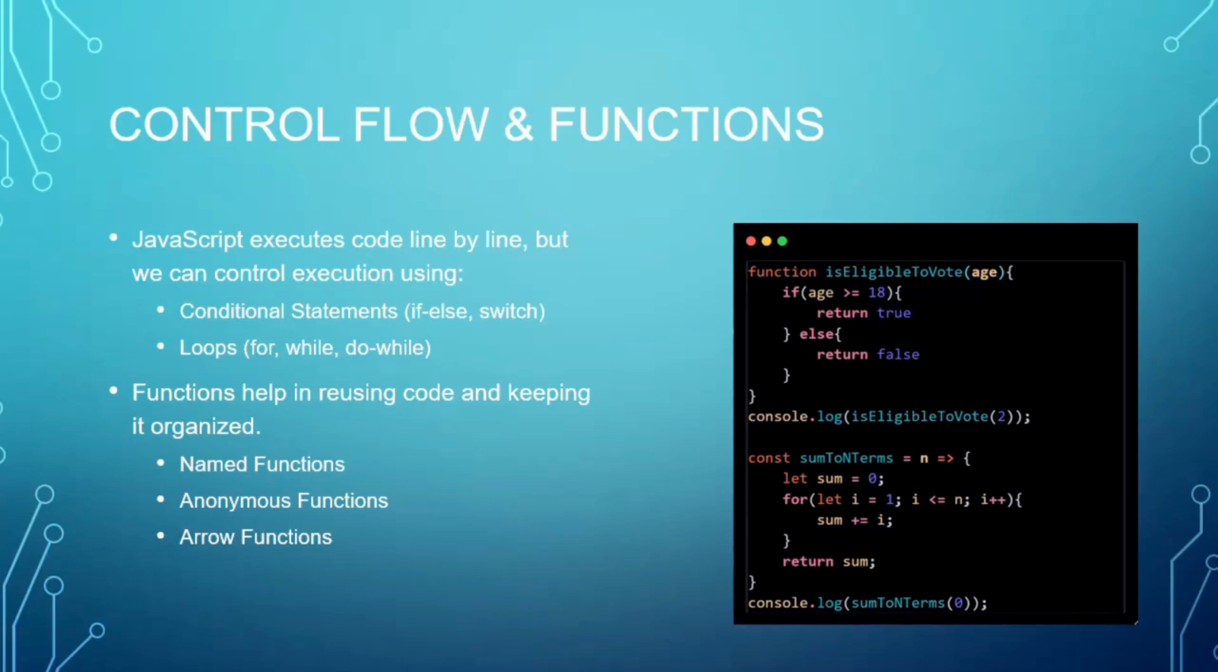Now, let's talk about functions, a key part of JavaScript. Functions allow us to reuse code and keep it organized. There are three main types. Named functions, they have a defined name and can be reused multiple times. Anonymous functions, these don't have a name and are often assigned to variables. Arrow functions, a shorter way to write function using the fat arrow syntax introduced in ES6.